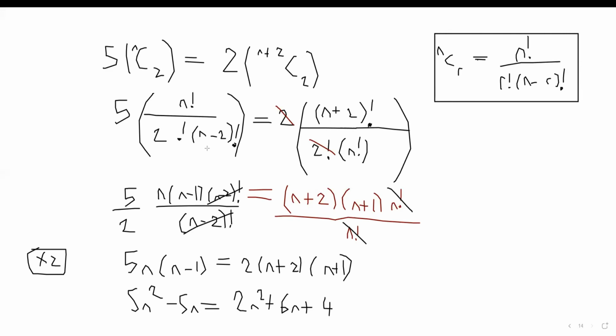factorial. So as we can see right here, this can be simplified: n factorial is n times n minus 1 times n minus 2 factorial. The n minus 2 factorials then cancel. So we're left with 5 over 2 times n minus 1 equal to n plus 2 times n plus 1.